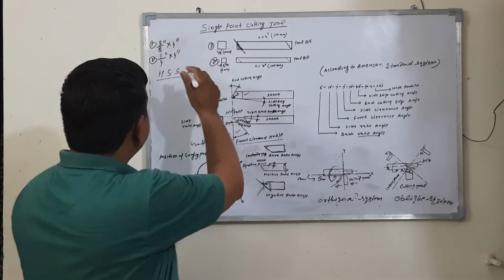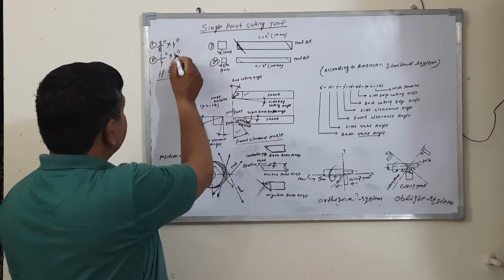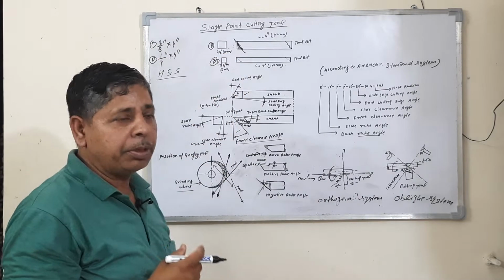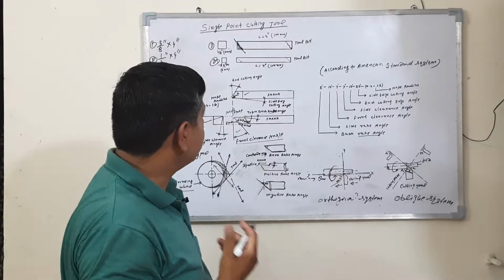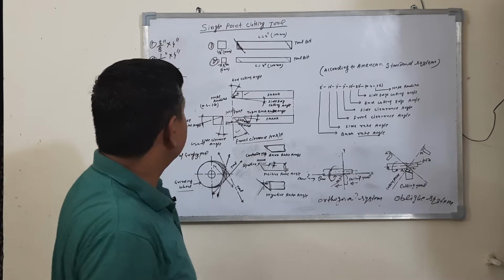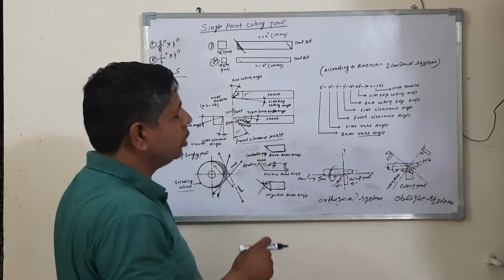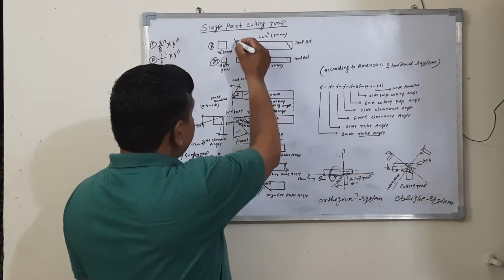These sizes are 3/8 inch by 4 inch, 1/4 inch by 4 inch. 3/8 inch is approximately 10 mm, 1/4 inch is approximately 6 mm, and the length is approximately 100 mm. This type of tool bit is available in the market in a rectangular form and an inclined form.